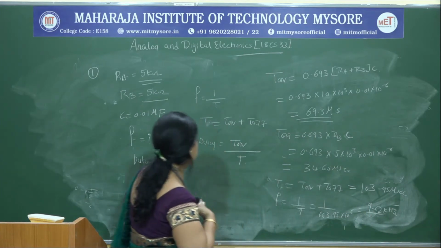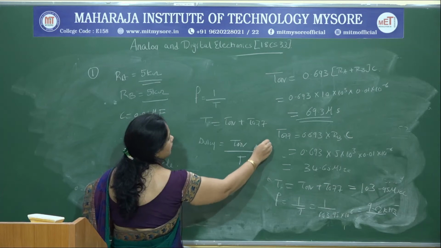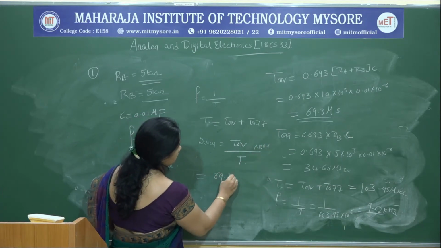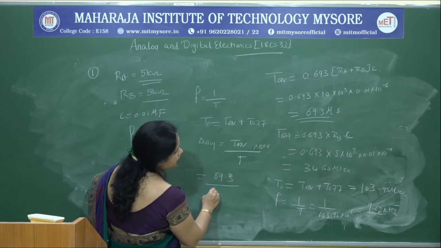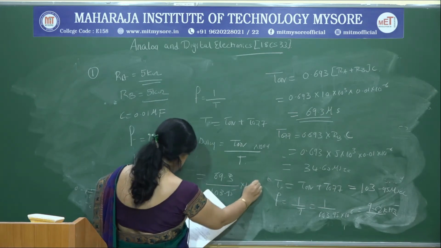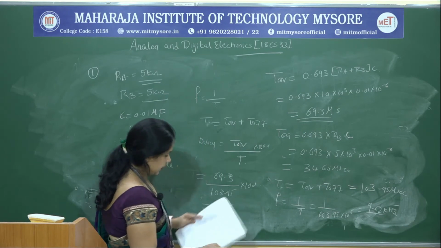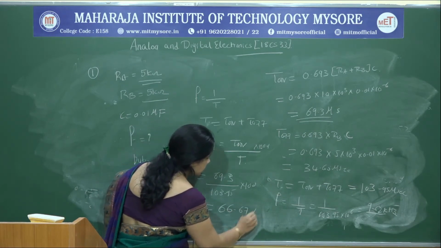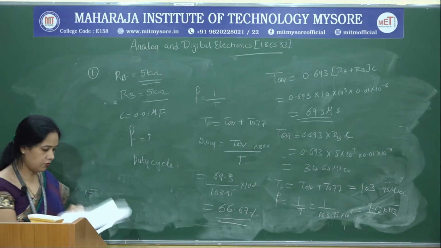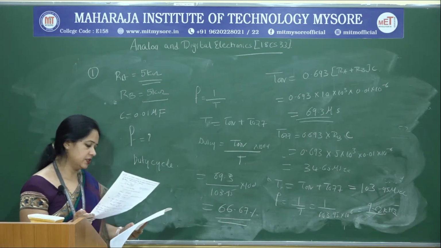And the duty cycle, the formula for duty cycle is T on by T into 100 if you want it in percentage. So, T on is 69.3 by 103.95 into 100. You will see that the duty cycle is 66.67%. So, this is one more problem on astable multivibrator. We will work two more problems before we wind up this session.